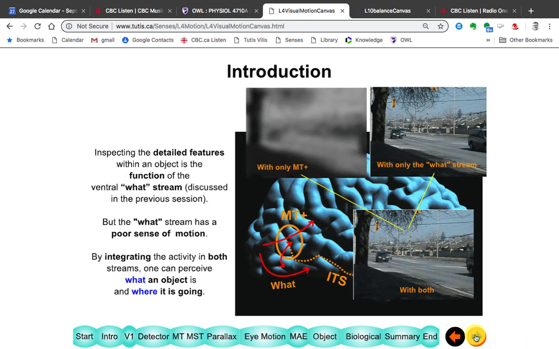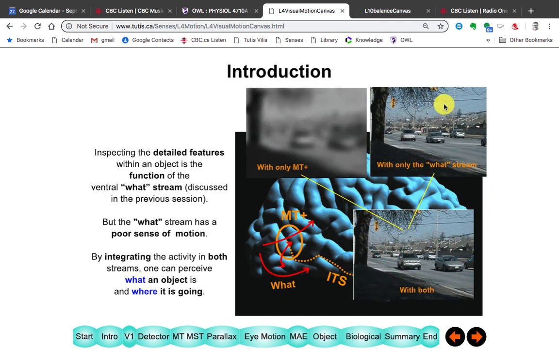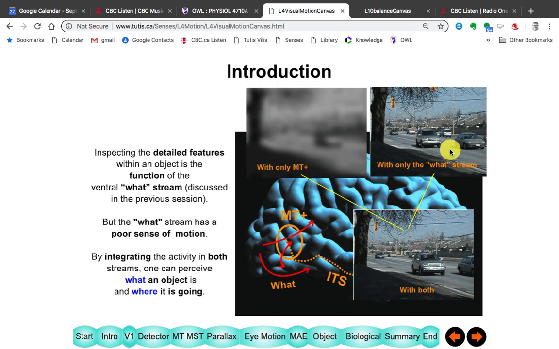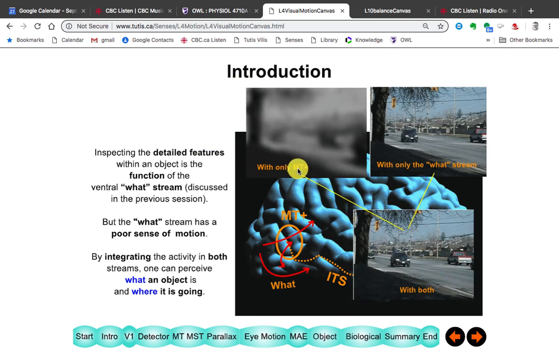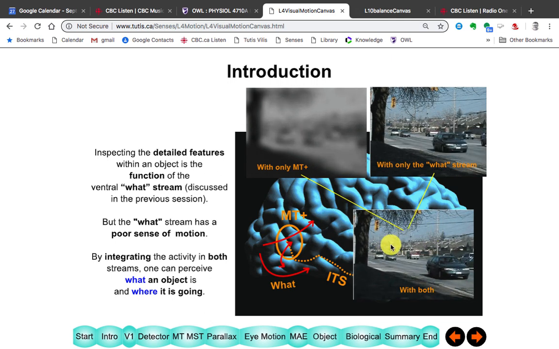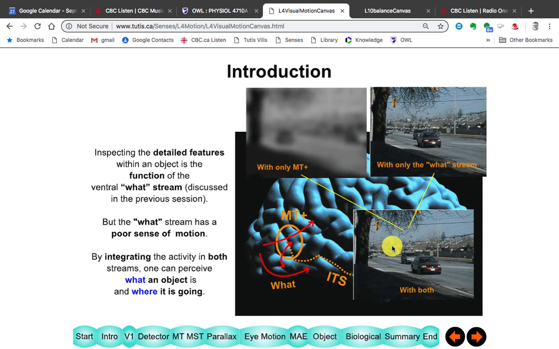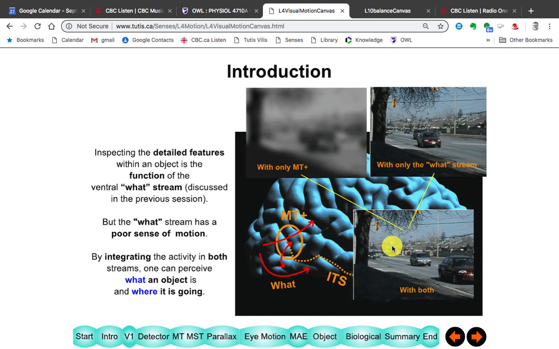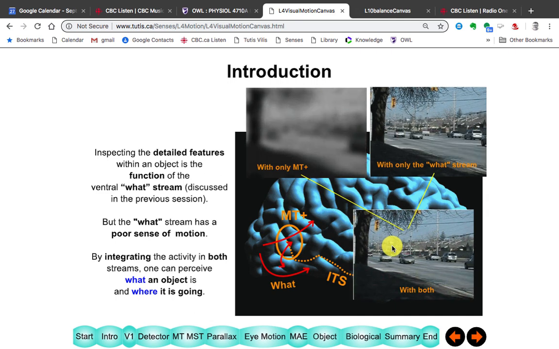So when you put these two things together, this information is going down the what stream, which can't recognize the speed of things. That recognizes that that's a car, but can't tell you what speed it is. And you put together the signal coming from MT plus, and you see the normal thing. That's the interesting part. You are aware of both these areas at the same time. There's no creature sitting inside your brain that is able to see everything. You're simply aware of all the activity in your brain.